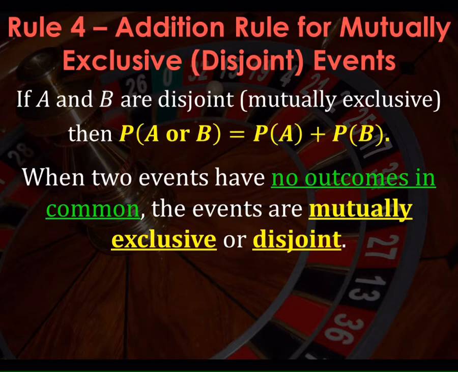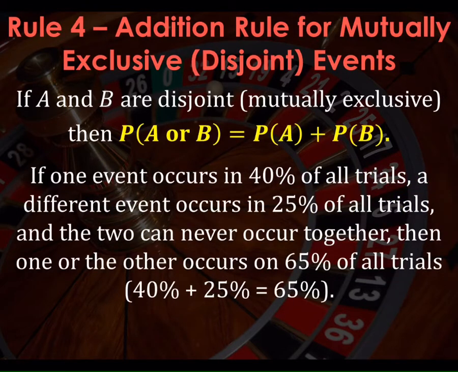Those are two mutually exclusive events. They are disjoint events. So if that's the case, the probability that one of those two events happens, A or B, is equal to the probability that one event happens plus the probability that another event happens. So, if one event occurs in 40% of all trials, a different event occurs in 25% of all trials, and the two can never occur together, then one or the other occurs in 65% of all trials, because 40% plus 25% equals 65%. So when two events are mutually exclusive, you can add their probabilities together individually to get the probability that one or both happen. Well, they both can't happen, so just at least one happens.